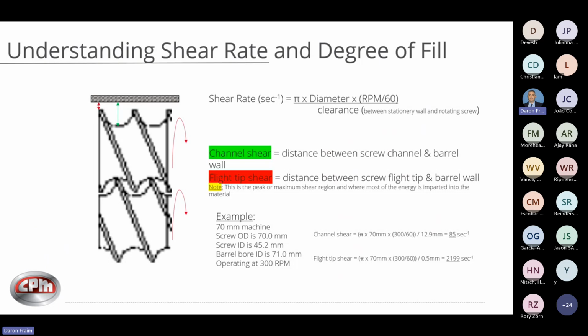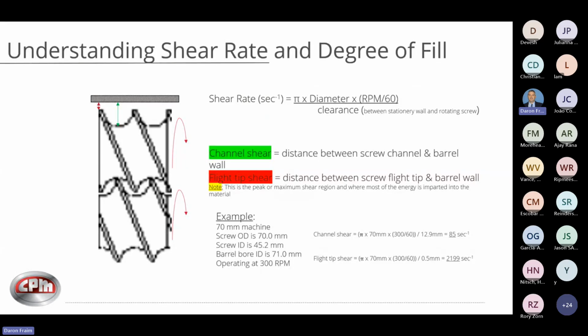So now we'll look at understanding shear rate and degree of fill. This is another factor to take into consideration, because when we talk about degree of fill, it's important to understand this, because we'll talk a little bit about effective shear. So shear rate is just your pi times your diameter, RPM divided by 60 over your clearance.